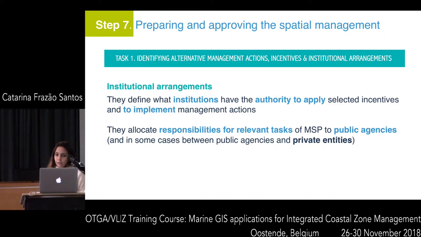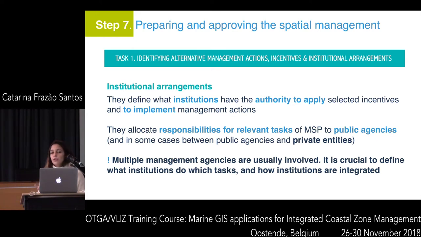And the last action of this task is defining the institutional arrangements, basically defining what institutions will have the authority to apply the incentives and to implement management actions. So it's important to define the responsibility for relevant tasks of marine spatial planning to different public agencies and, in some cases, between public agencies and private entities. Usually what happens is that multiple management agencies are involved, and it's crucial that they can work together to define what institutions do which tasks and how institutions are integrated and relate to each other.